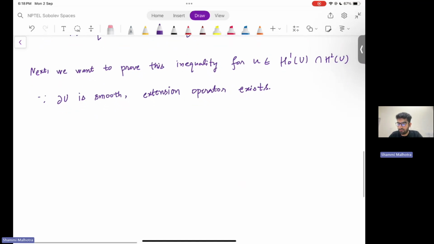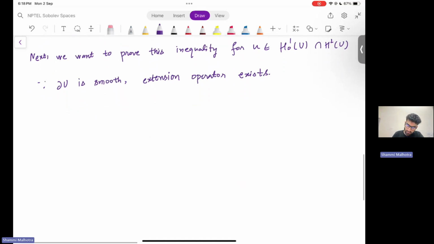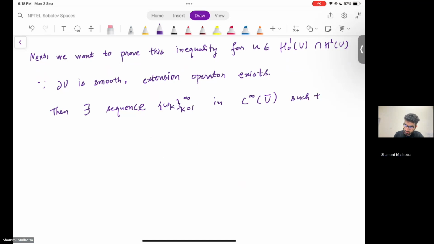So once this exists, I have this u extended to the whole of R^n, and we have this density theorem which we did. What this implies is that there exists a sequence w_k, k from 1 to infinity, in C infinity of U bar, such that w_k converges to u in H2 of U.